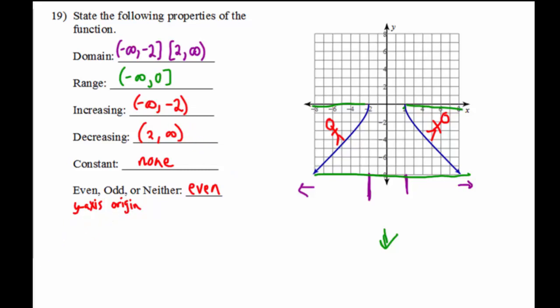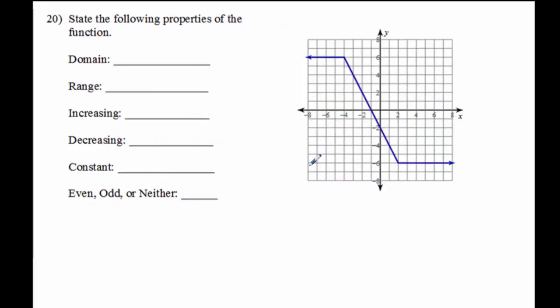Let's look at the next graph. So our domain, left to right, we go left forever and right forever, so our domain is negative infinity to positive infinity. But our graph does not go up and down forever because we flatten out here at 6 and at negative 6. So our bottom y value is here, our top y value is here, so we're between negative 6 and positive 6.